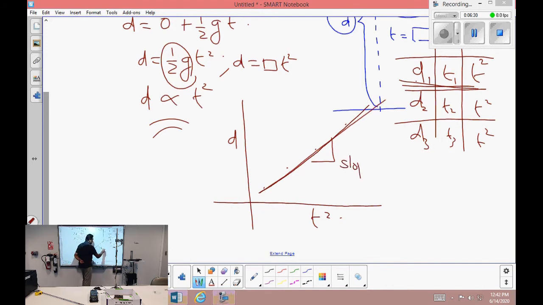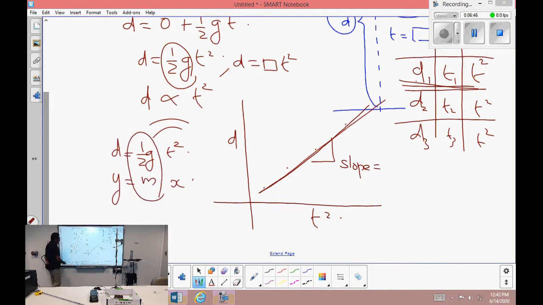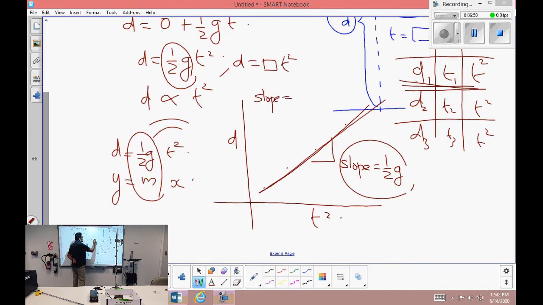What will be the slope? This is the equation, right? d equals half g t square. I plot d on the y-axis and t square on the x-axis. So with y equal to mx, the slope is half g. Or we can look at it this way: slope equals delta y by delta x, right? What is delta y here? The y displacement, delta y is d, and what is delta x? t square.